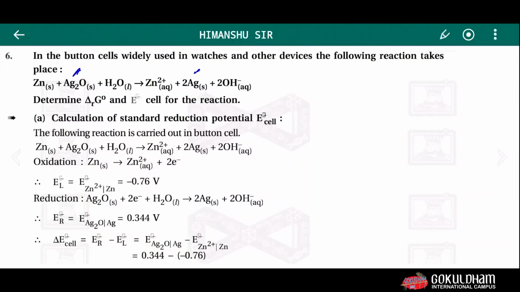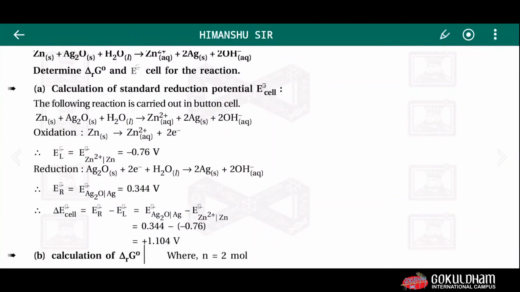So the equation of zinc: Zn gives Zn2+ plus 2 electrons. The electrode potential of zinc is minus 0.76 volt. In the reduction process, Ag2O plus 2 electrons plus H2O gives 2Ag plus 2OH-. The value for silver is 0.344 volt. So the higher value is 0.344 volt.